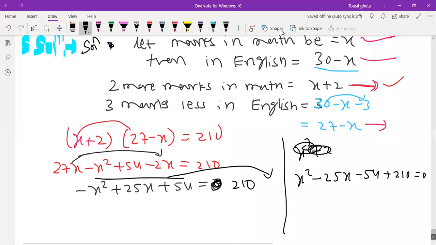If you subtract, how much will we get? 210 minus 54 will get how much? 156 is equal to 0, right? 156, not 166. 156.